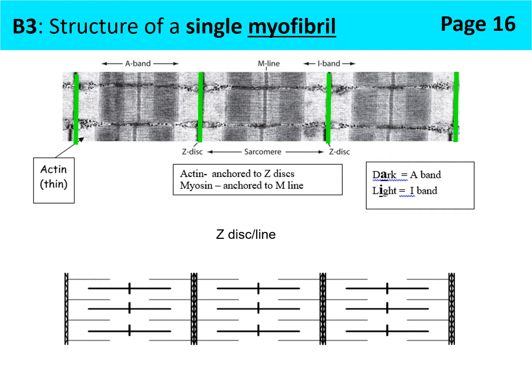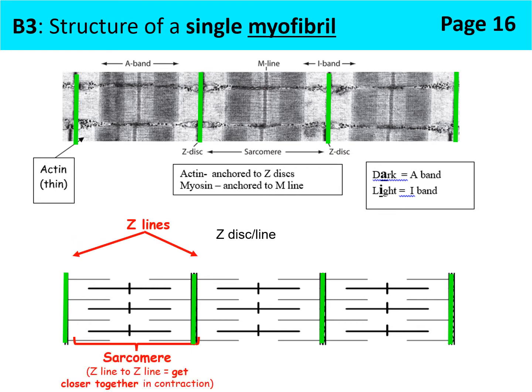So what you should be able to see is on the bottom, these lines in green are what we call the Z discs or the Z lines. Now each Z line will represent one sarcomere to the next Z line. So on our diagram at the bottom, we've actually got 3 sarcomeres.